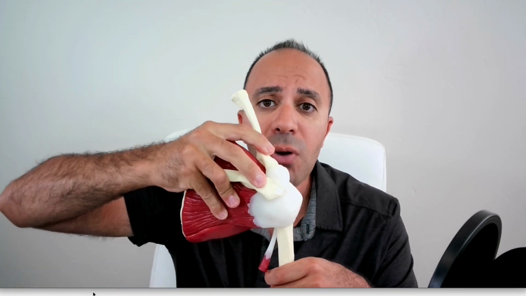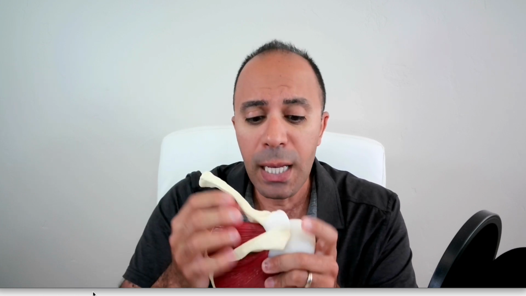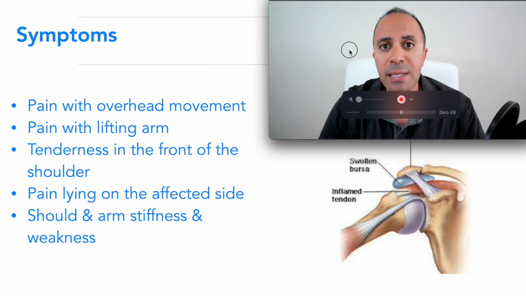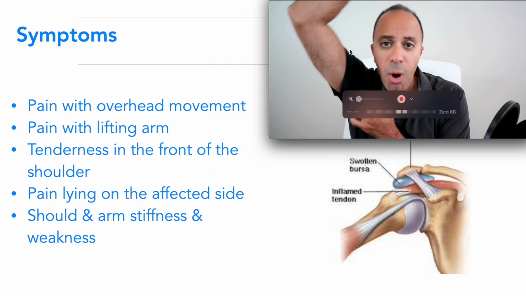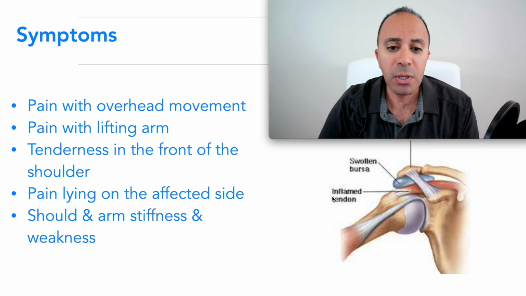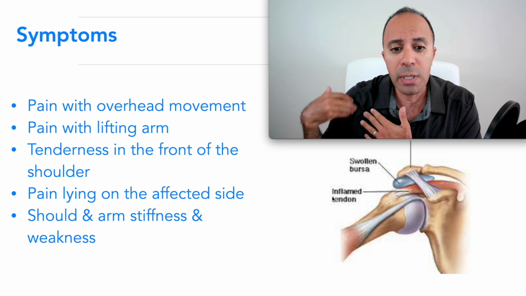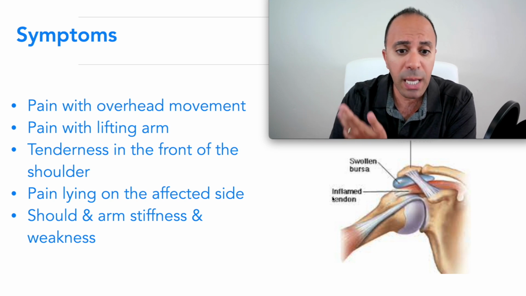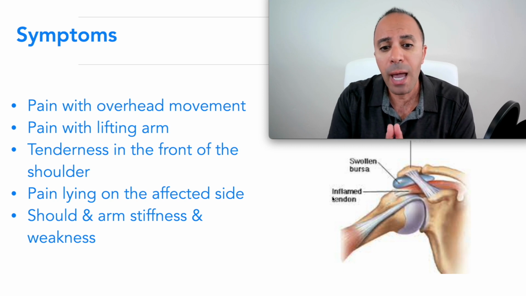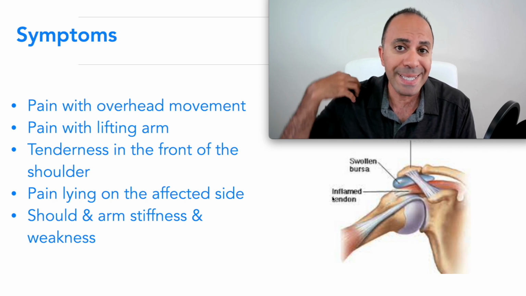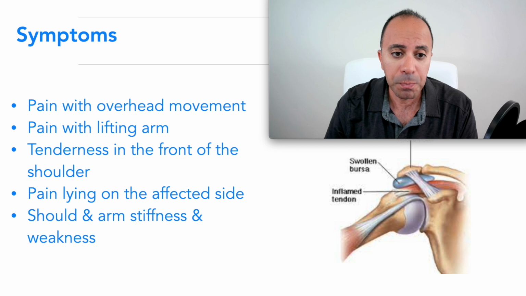So when you lift your arm up, that bursa will limit the contraction and the elasticity of the tissue underneath it, and it's in the way. The symptoms of shoulder bursitis typically include pain, especially with overhead activities. Lifting your arm up, you can feel some tenderness in the front of your shoulder here, especially if there's a bursa that's inflamed. When you lie down on the affected side, you might experience pain. Also, some people experience shoulder stiffness and weakness.